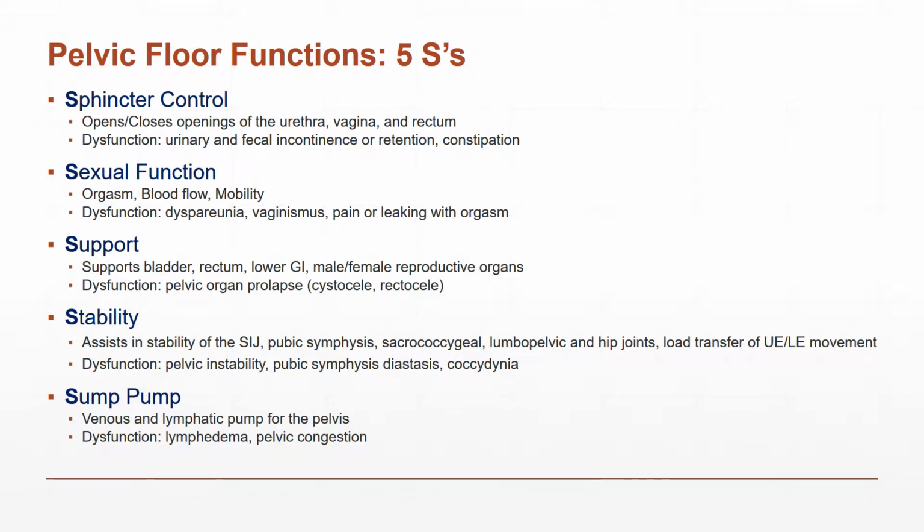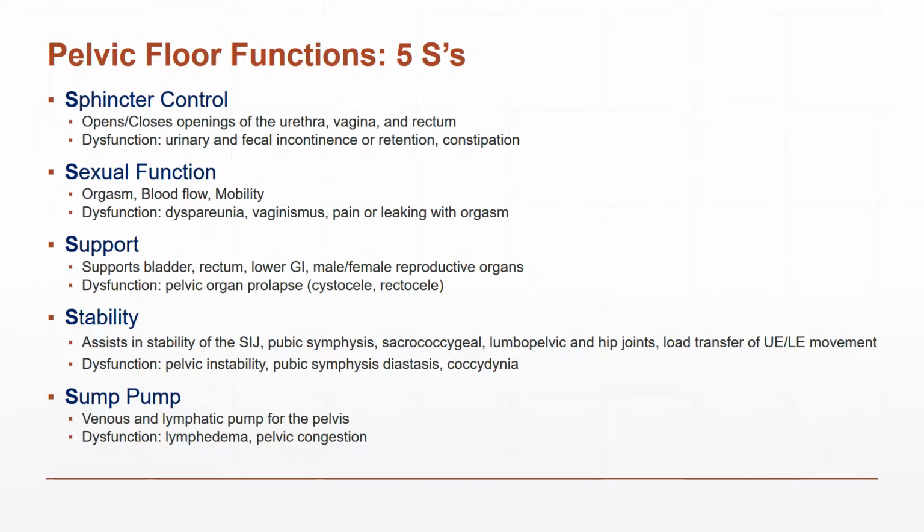So the first S is sphincter control. The pelvic floor muscles open and close the openings such as the urethra and the anus, and for females, the vagina. And these allow for body fluids and waste to leave the body. So these muscles should be pretty much under voluntary control. And so if there's any leaking or incontinence, that's not normal, just because we are in control of opening and closing these openings.